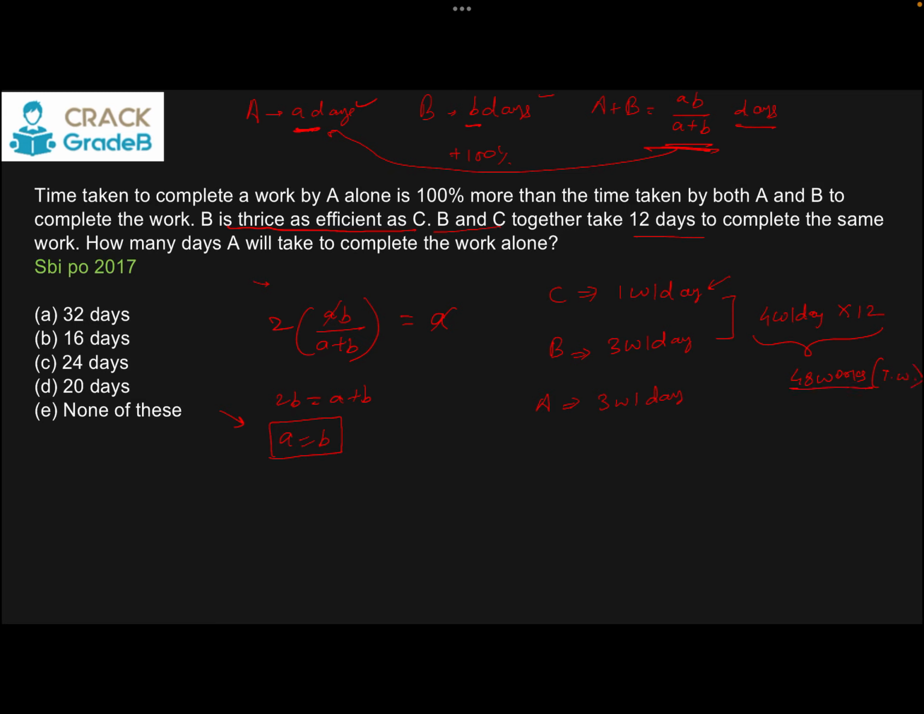Now this work has to be done by A alone. So if A alone does 3 works per day, to complete 48 works, the days required are the work to be done divided by the rate at which it is being done. So 16 days will be required. So the answer here is going to be 16 days.